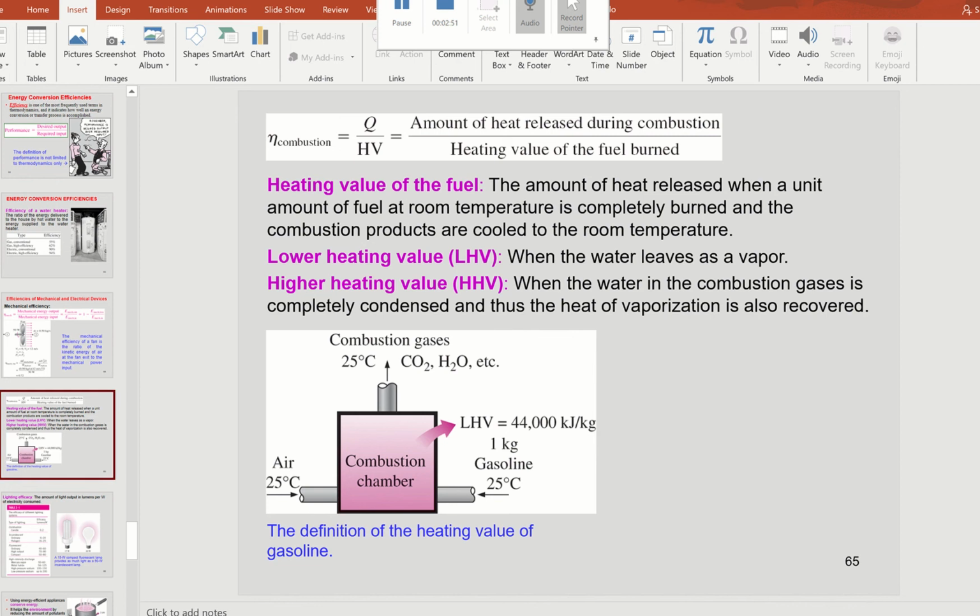Now, let's look at some other examples. For example, you have a combustion chamber. What do we desire? We desire the amount of heat released during combustion, right? You want to have as much as we can. You want a lot of heat released. But what's required to do that? We have to burn the fuel. So there's a heating value of the fuel burned, and that's required for us to get the heat released. Knowing this, you can find the combustion chamber heat efficiency, eta.